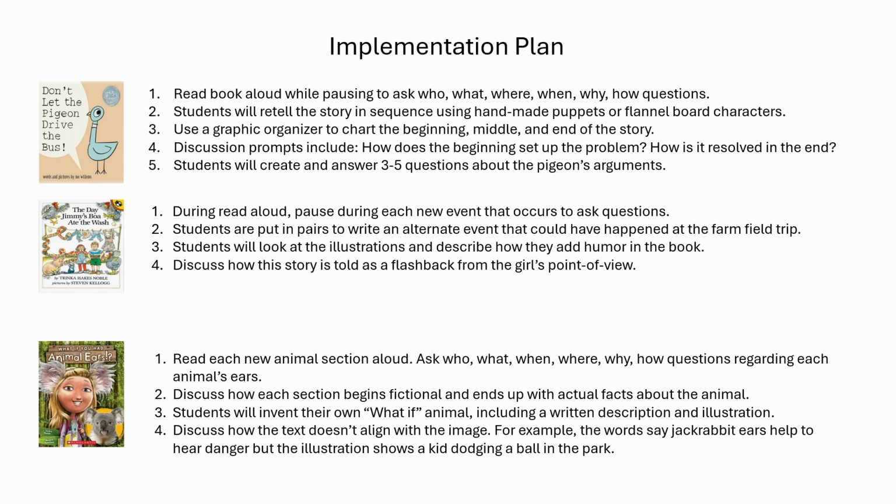For the book, What If You Had Animal Ears? You can read each new animal section aloud. Ask who, what, where, when, why, how questions regarding each of the animal's ears. Discuss how each section begins fictional and ends up with actual facts about the animal. Students can invent their own what-if animal, including a written description and illustration. Discussion could be done on how the text doesn't align with the image. For example, the words say, "Jackrabbit ears hope to hear danger," but the illustration shows a kid dodging a ball in the park.